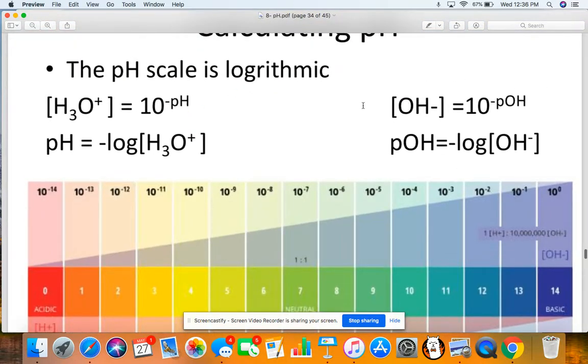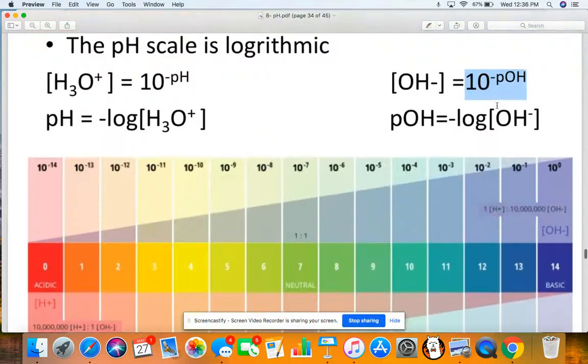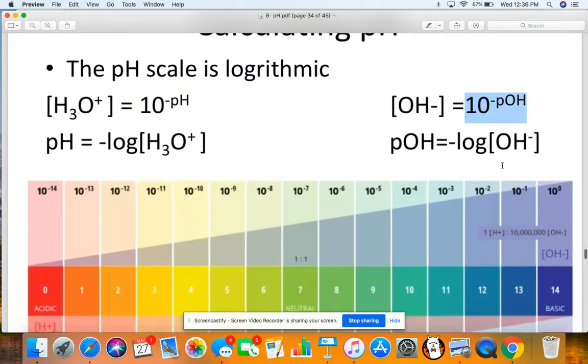Same idea for the OH. We also have something called the pOH scale, and that allows you to measure the concentration of hydroxide ions. So if you want to figure out the pOH, you just take the negative logarithm. And if you want to figure out the concentration of hydroxide ions, you would just take 10 and, with the exponent function on your calculator, type in the negative pOH value, and that'll give you the concentration of hydroxide ions.